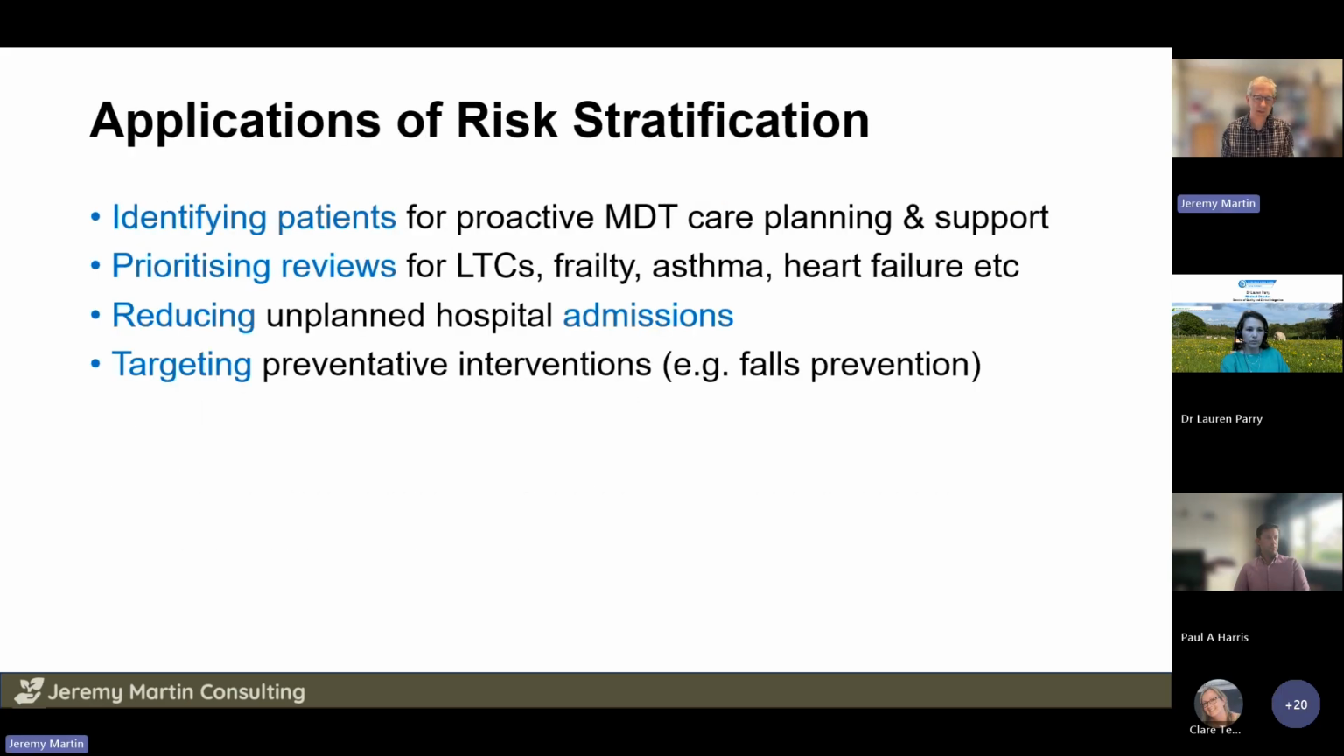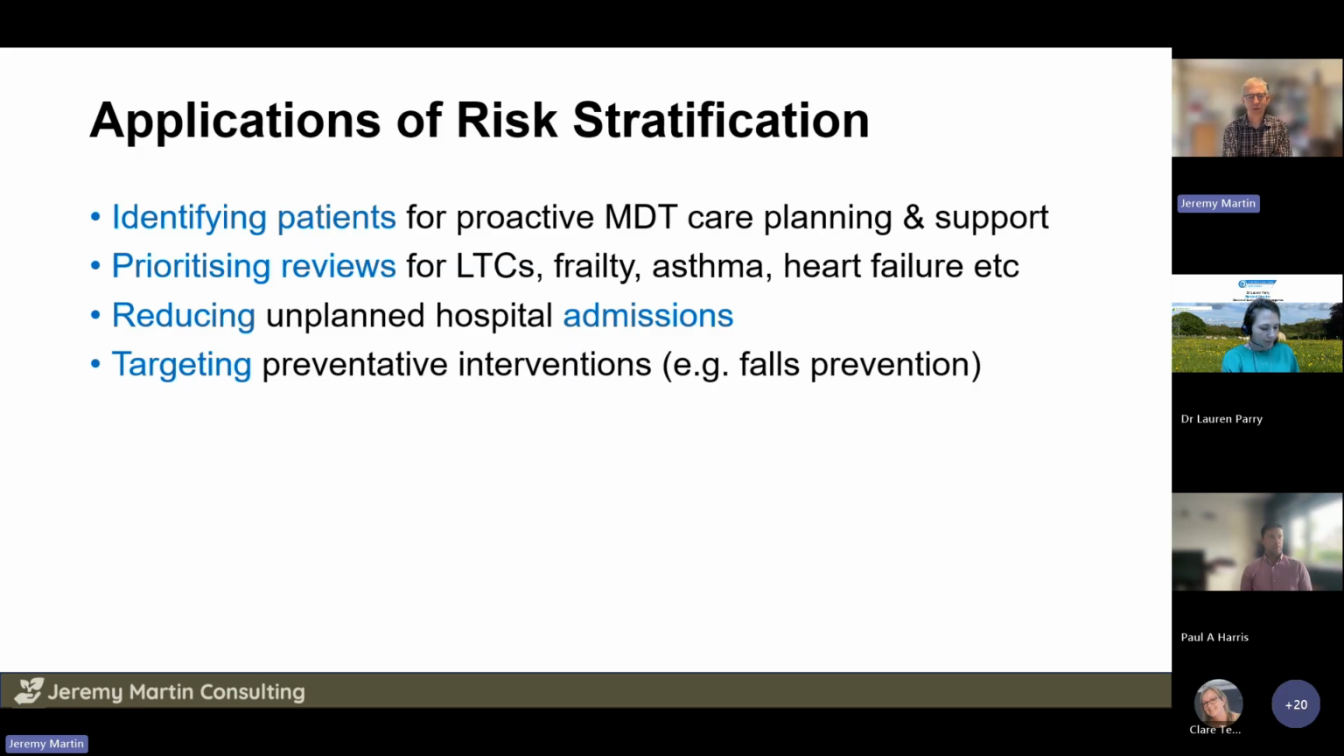So some common applications of risk stratification might be identifying people for proactive MDT review, for enhanced care planning and support, say by the neighbourhood team. So these might be people that you're already aware of, or even more usefully, it might be people that you're not necessarily aware of, might not be totally on your radar, but have been thrown up by looking at some of the data.